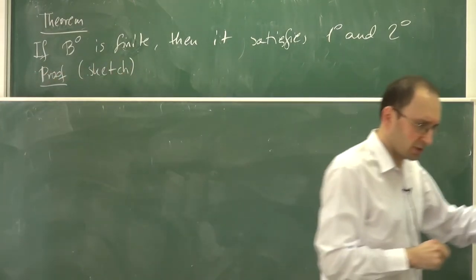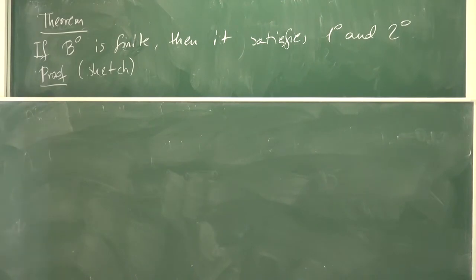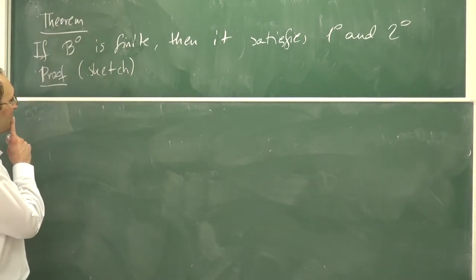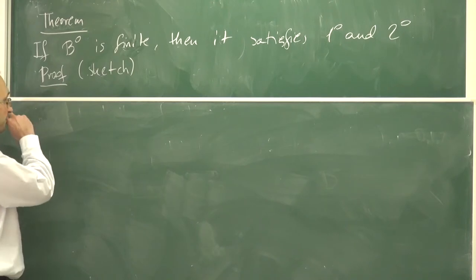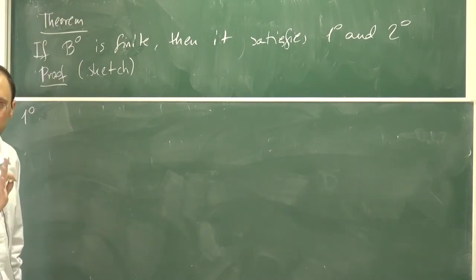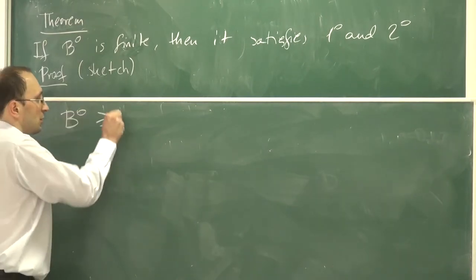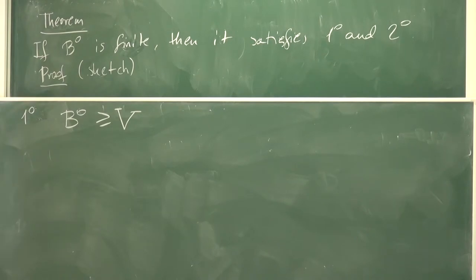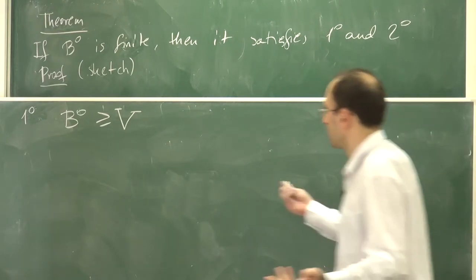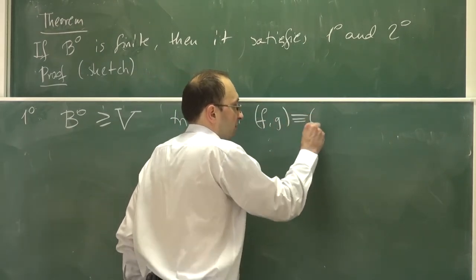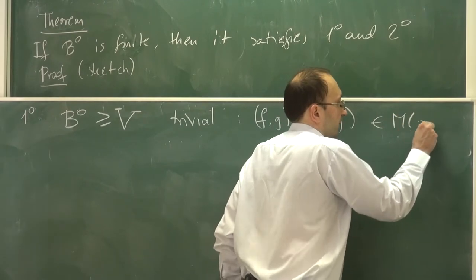I find that writing all these details is not very helpful. Just the idea is more important. So what do we do? The first property is trivial. The bound is evident because, for example, you can always take as this element of M(x,y) the constant one, so it's trivial, because such a constant pair belongs to M.